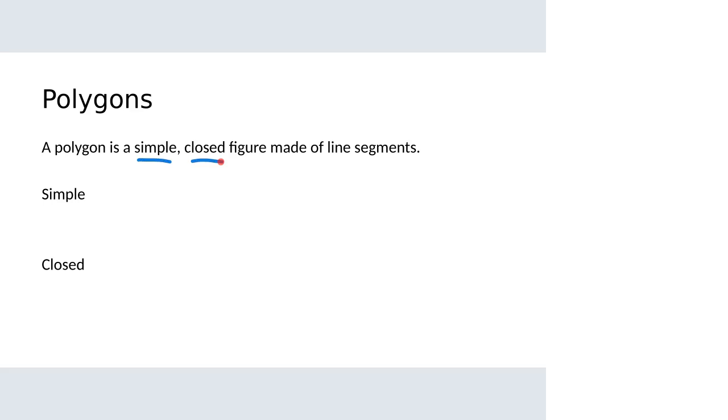Those two words, simple and closed, we haven't defined those yet. So we're not really allowed to say that a polygon is a simple closed figure until we know what simple means, until we know what closed means. So let's go ahead and address that right now. What simple means is that the figure does not intersect itself.